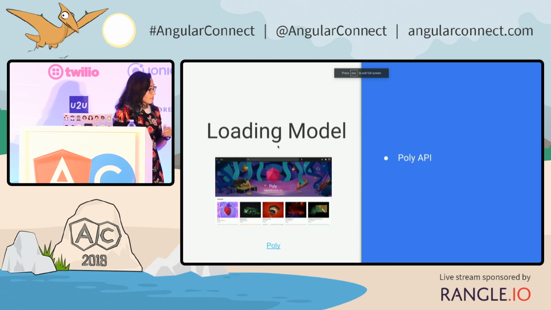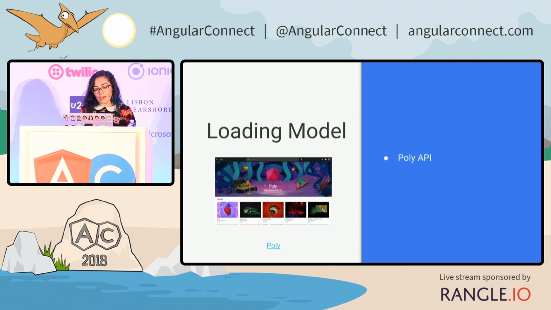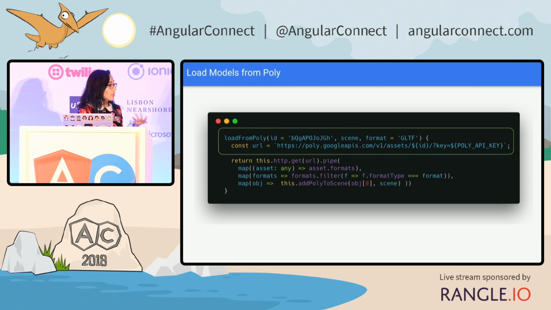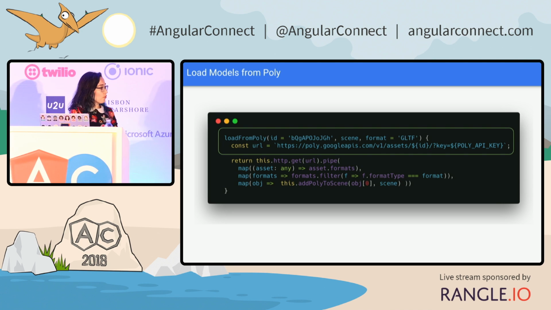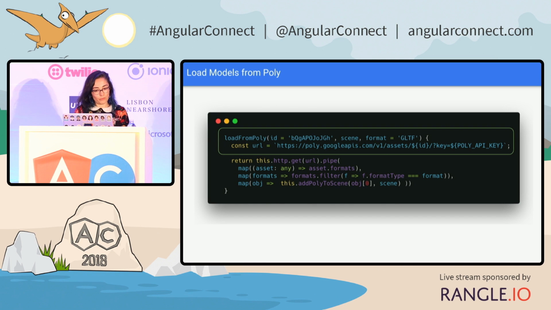But Poly has lots of models. Everyone is free to add their own models, but there are some professional models there too. It's developed by Google, and it has a great API. Not only can you download the models, but you can also just make an HTTP request to get the models. And you can even have a little search box in your application, so people can search for any models, maybe dinosaurs in this case, and put whatever they want into that location.